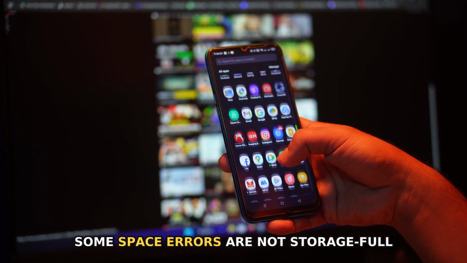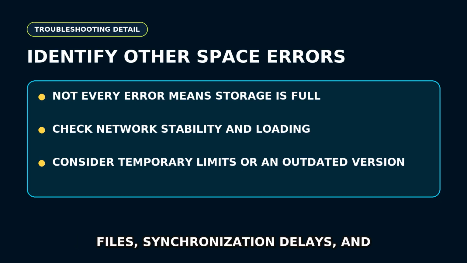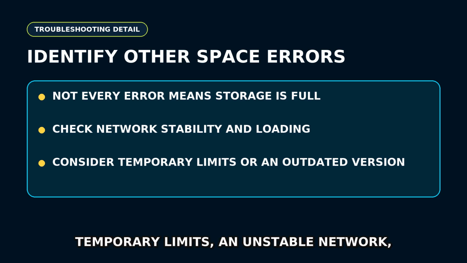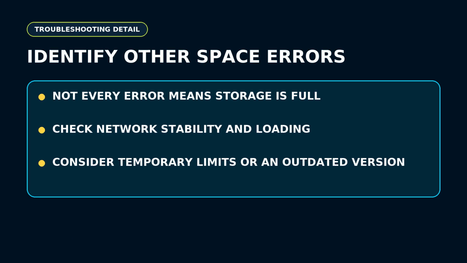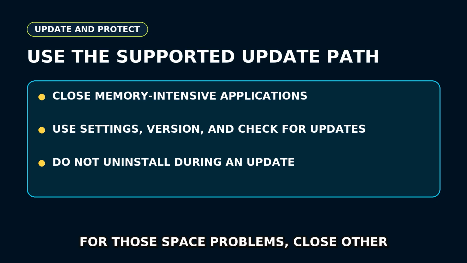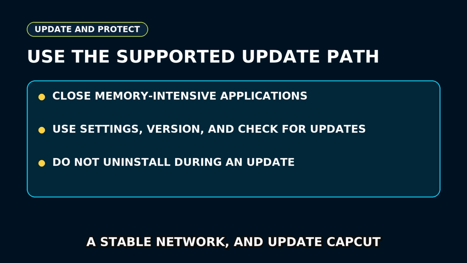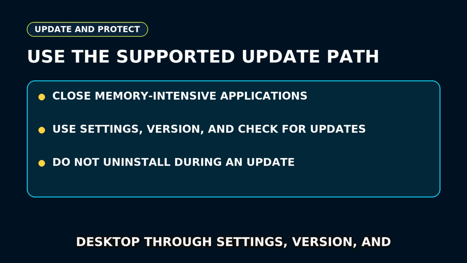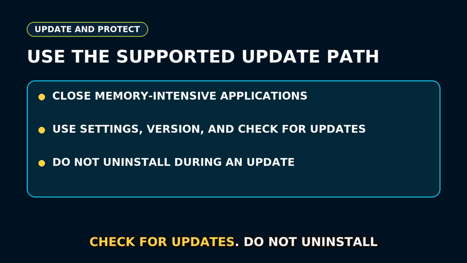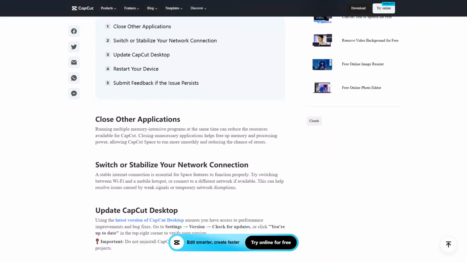Some space errors are not storage-full errors at all. Slow loading, missing files, synchronization delays, and unexpected errors can come from temporary limits, an unstable network, or an outdated CapCut version. For those space problems, close other memory-intensive applications, switch to a stable network, and update CapCut Desktop through Settings, Version, and check for updates. Do not uninstall CapCut during an update because local projects may be affected.